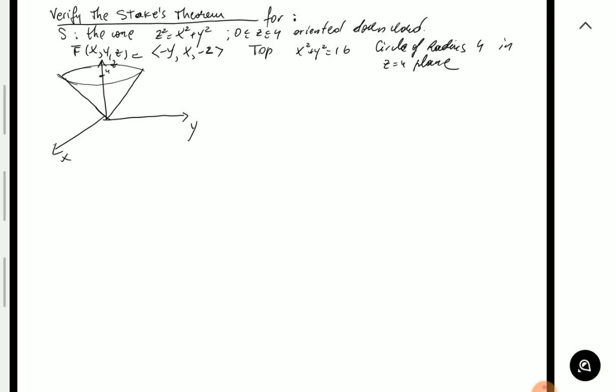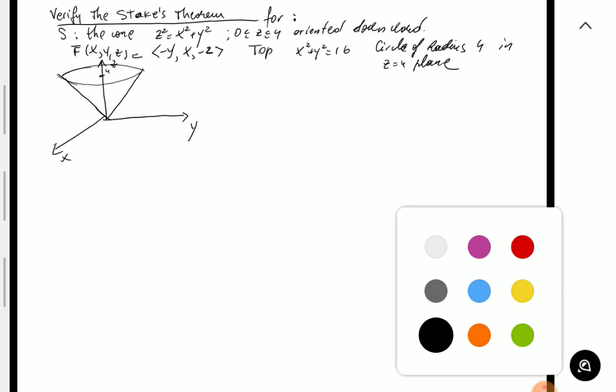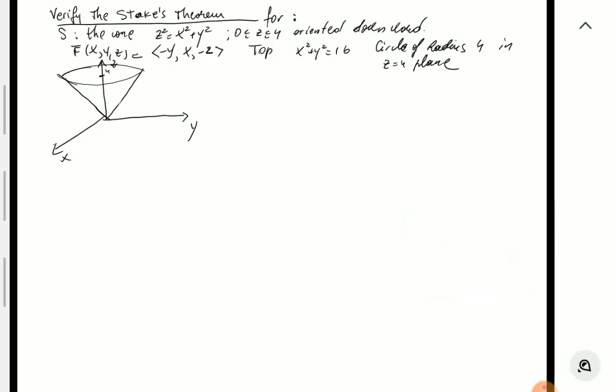And then the surface, let me see if I can do it with kind of a faded color like that. The surface is this, and it is oriented downward, meaning that the normal is going to be like that, perpendicular to the cone, but pointing downward.